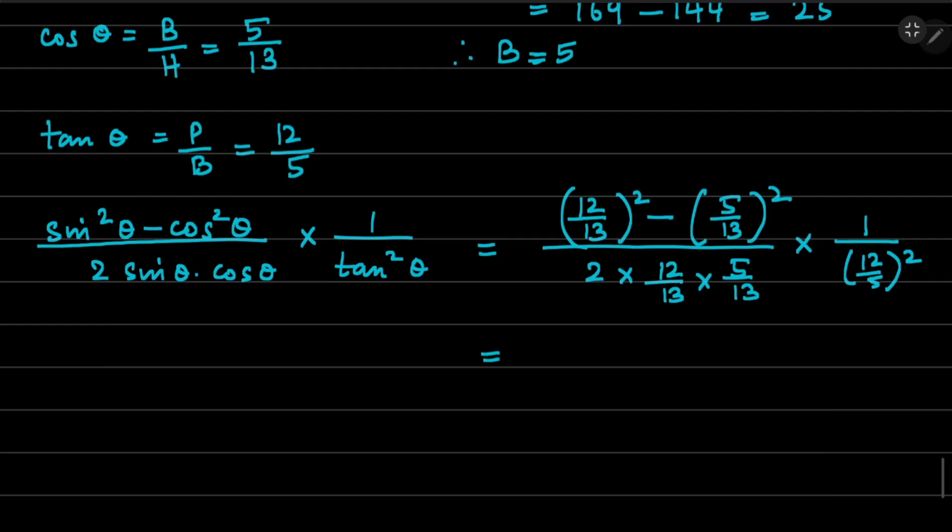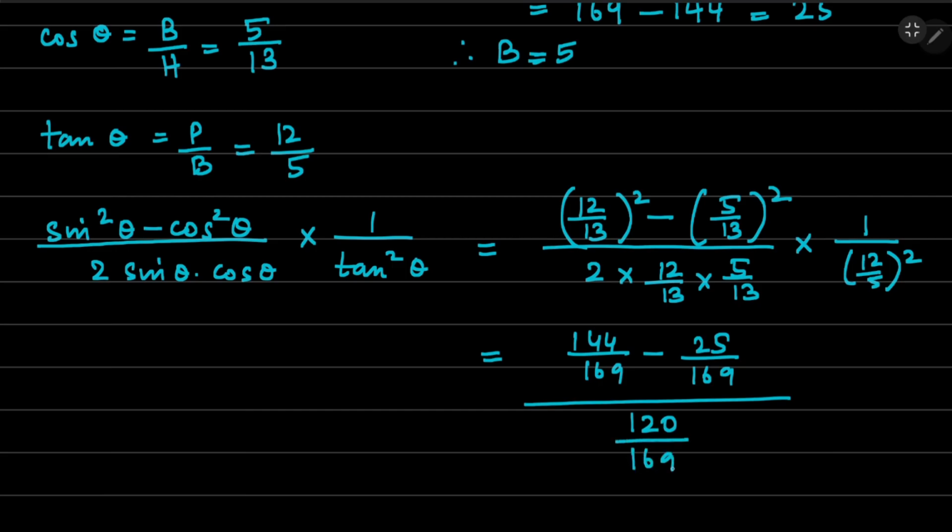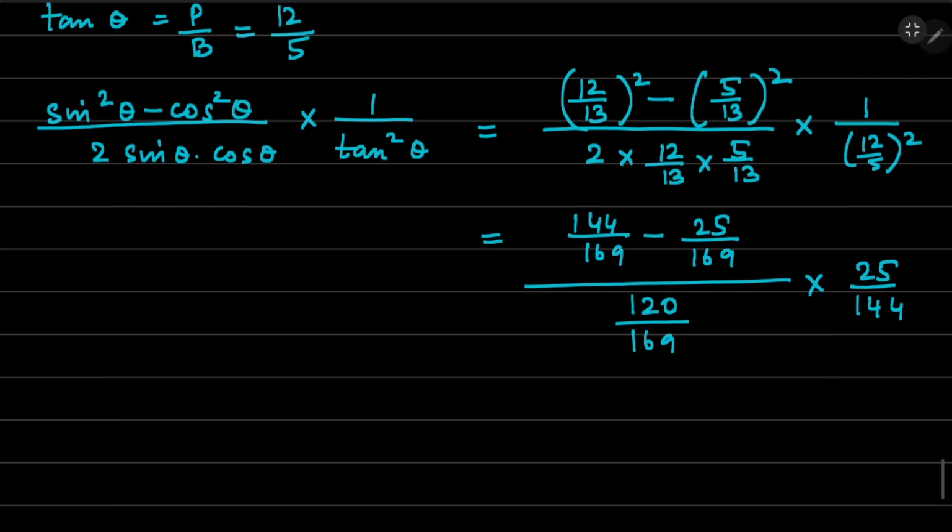So this is nothing but 144 by 169, 13 square is 169, minus 25 by 169, whole divided by, just multiply, you cannot cancel it. So 2 into 5, 10. 10 into 12 is 120 divided by 13 into 13 is 169, multiplied by 25 by 144. Just take the reciprocal. So in the numerator, when you take the LCM, what will you have? 144 minus 25.